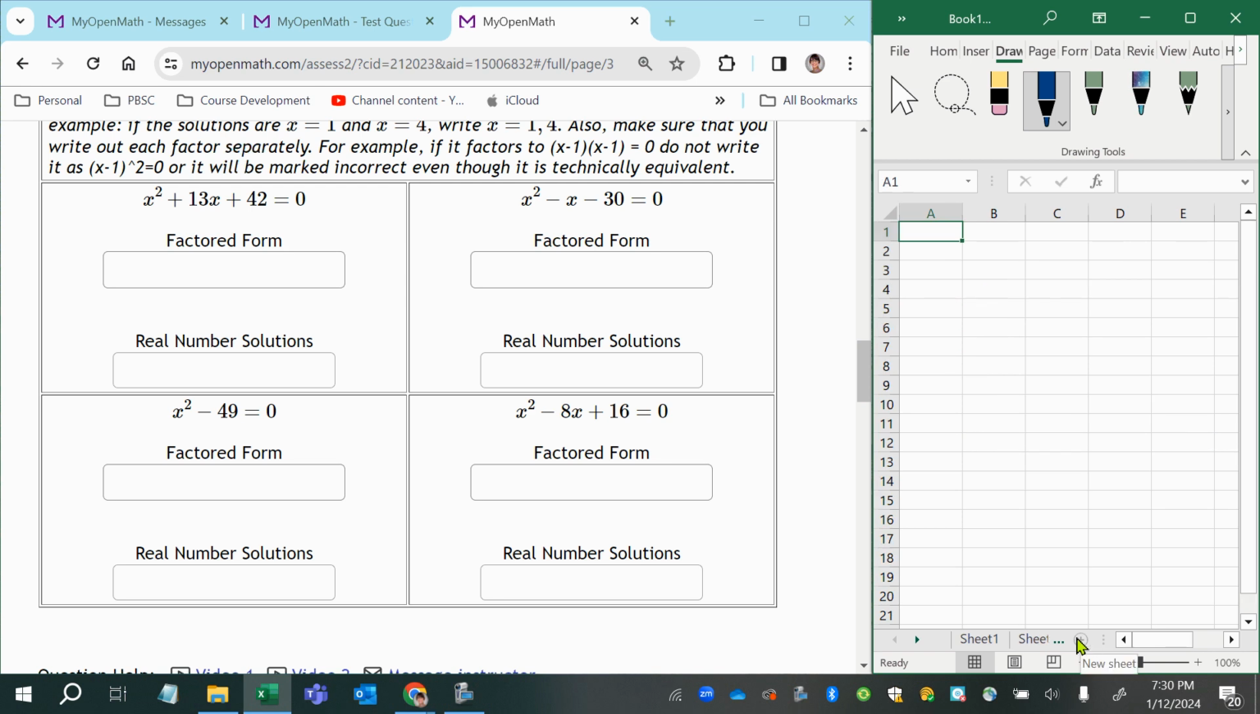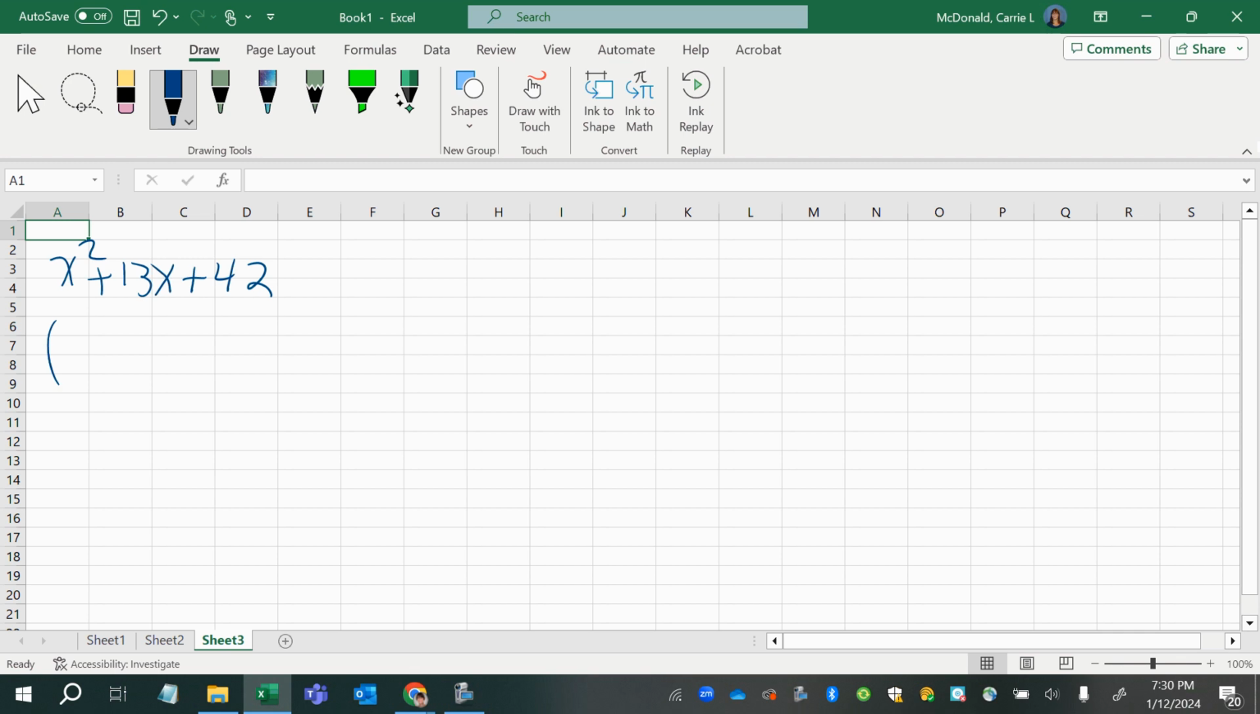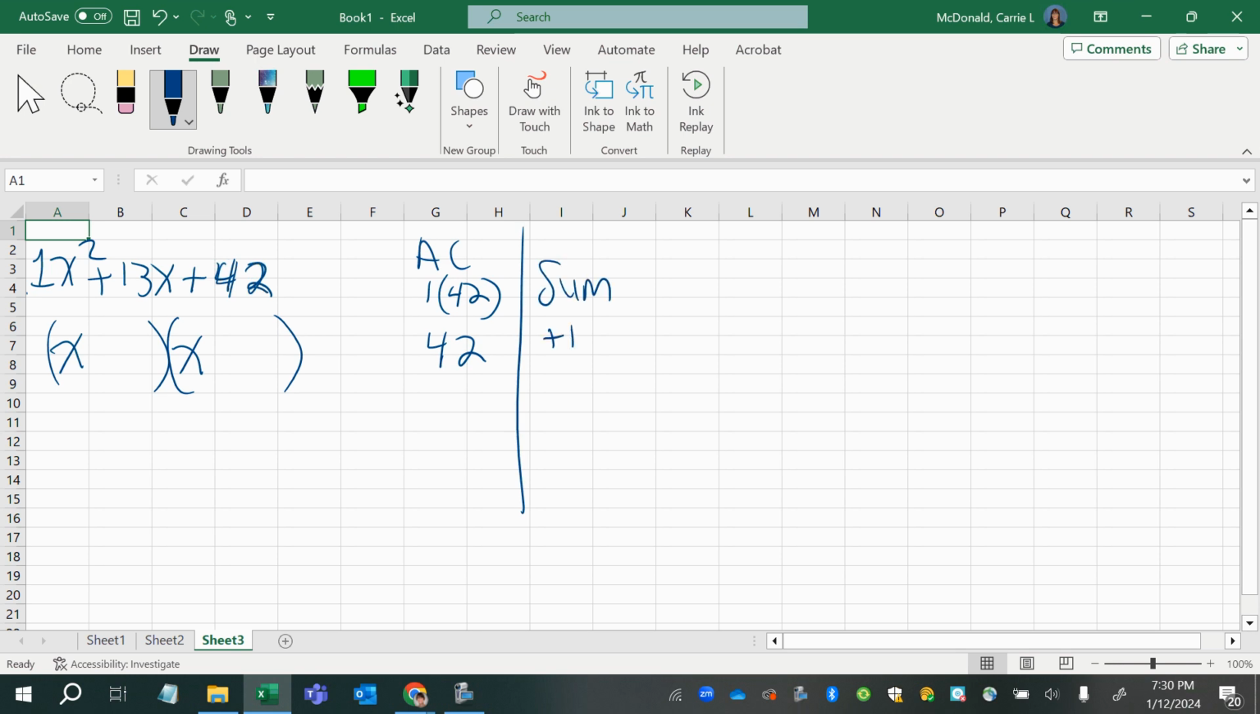So first I have x squared plus 13x plus 42. Now what we want to do here is find, well, first of all, I'll make the note that since the lead coefficient is 1, I already know that the two binomials it could factor into would have lead coefficients of 1x. And if I multiply the a times c here, a is 1 and c would be 42. So the AC method would also yield 1 times 42 is 42. And then I'm looking for a sum of the middle term, positive 13.